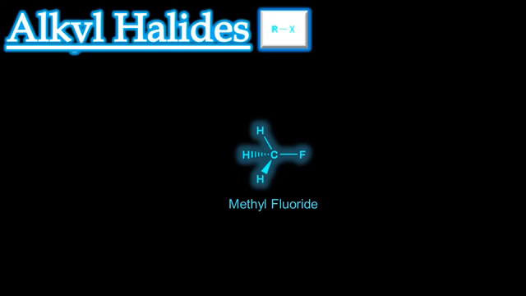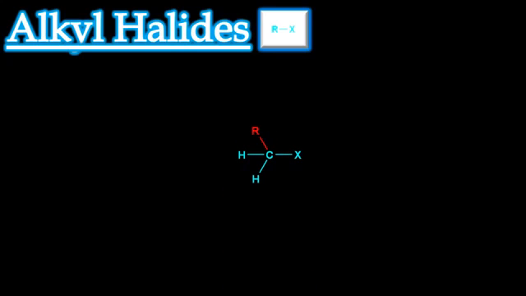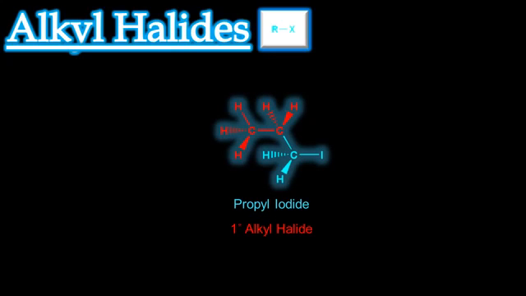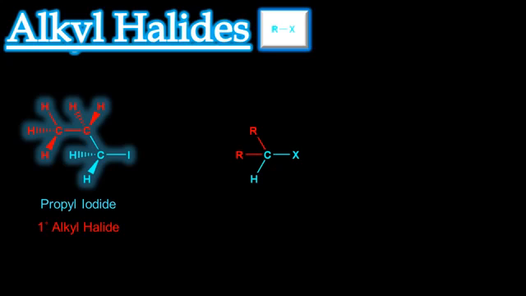Like alcohols, alkyl halides can have primary, secondary, and tertiary designations. If one of the hydrogens of this methyl halide is substituted with a carbon group, then this results in a primary alkyl halide. Propyl iodide is an example of a primary alkyl halide. It features three carbons and utilizes iodine as its halogen. Likewise, if two of the hydrogens are replaced with a carbon group, then a secondary alkyl halide results.